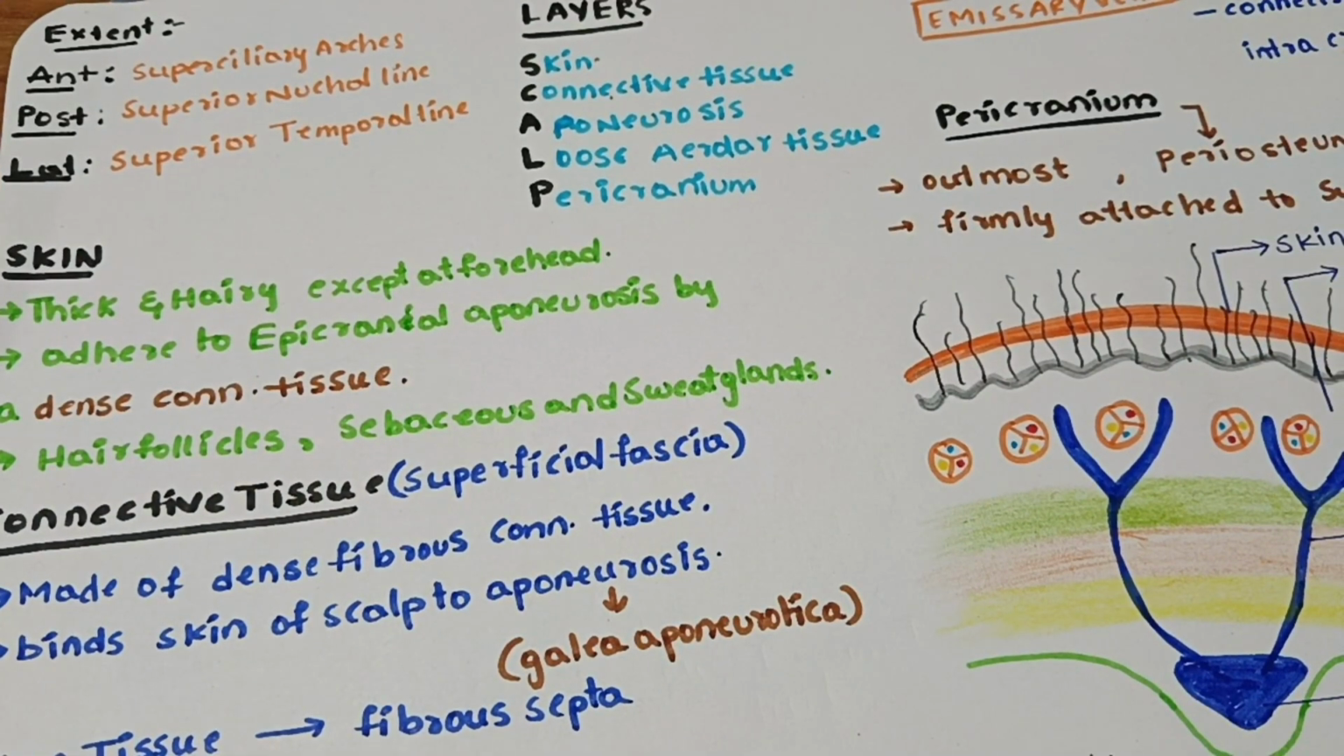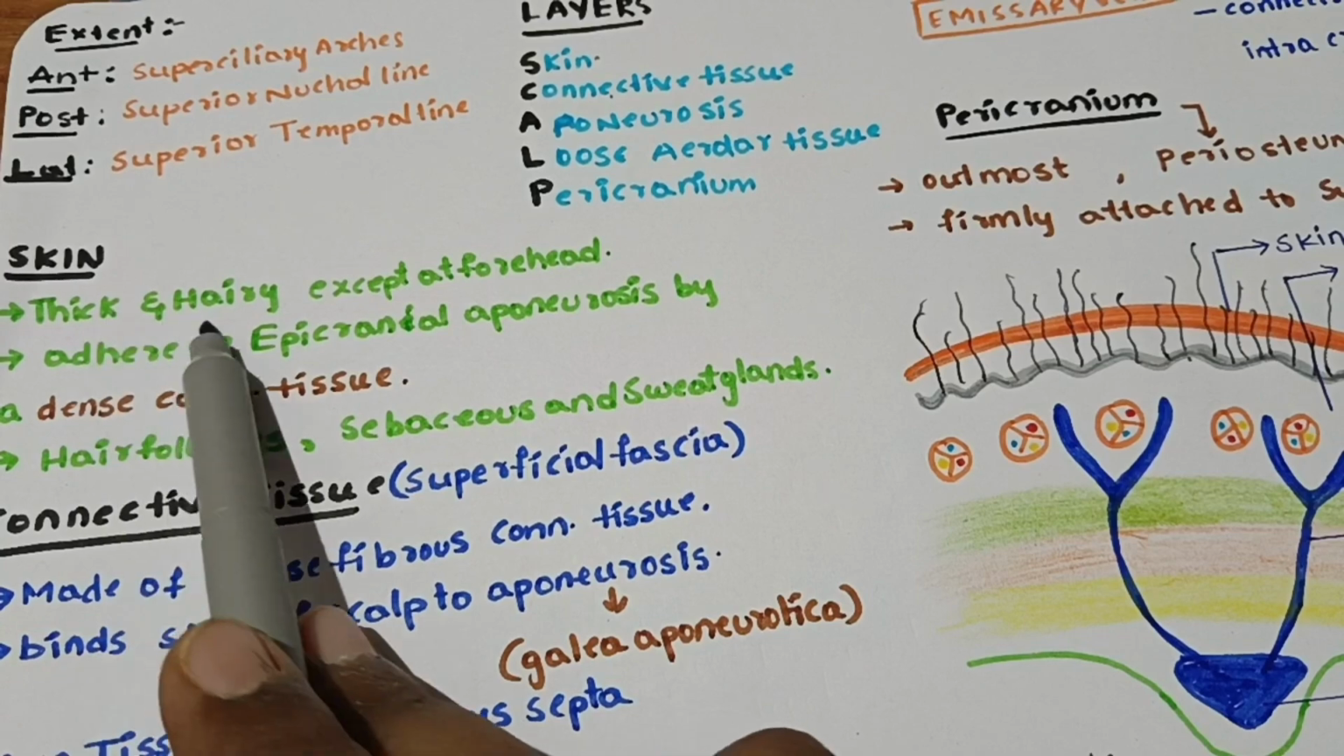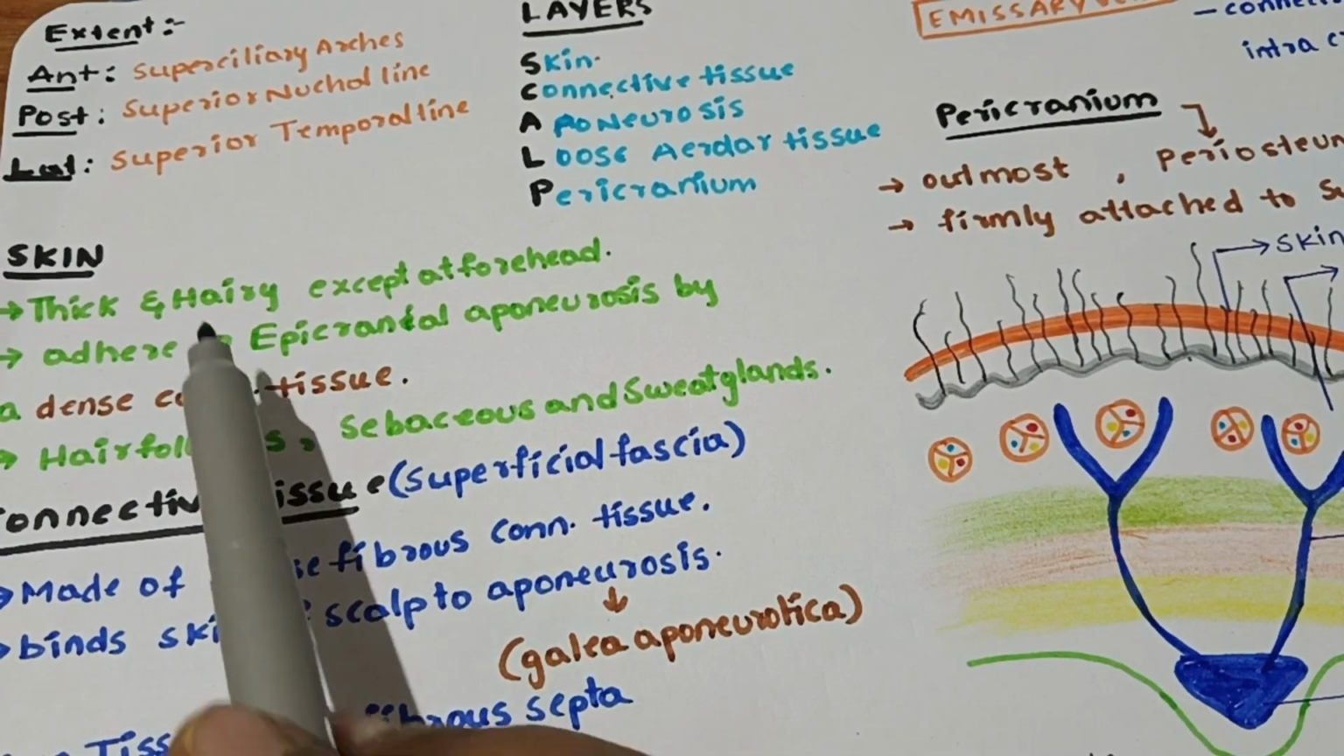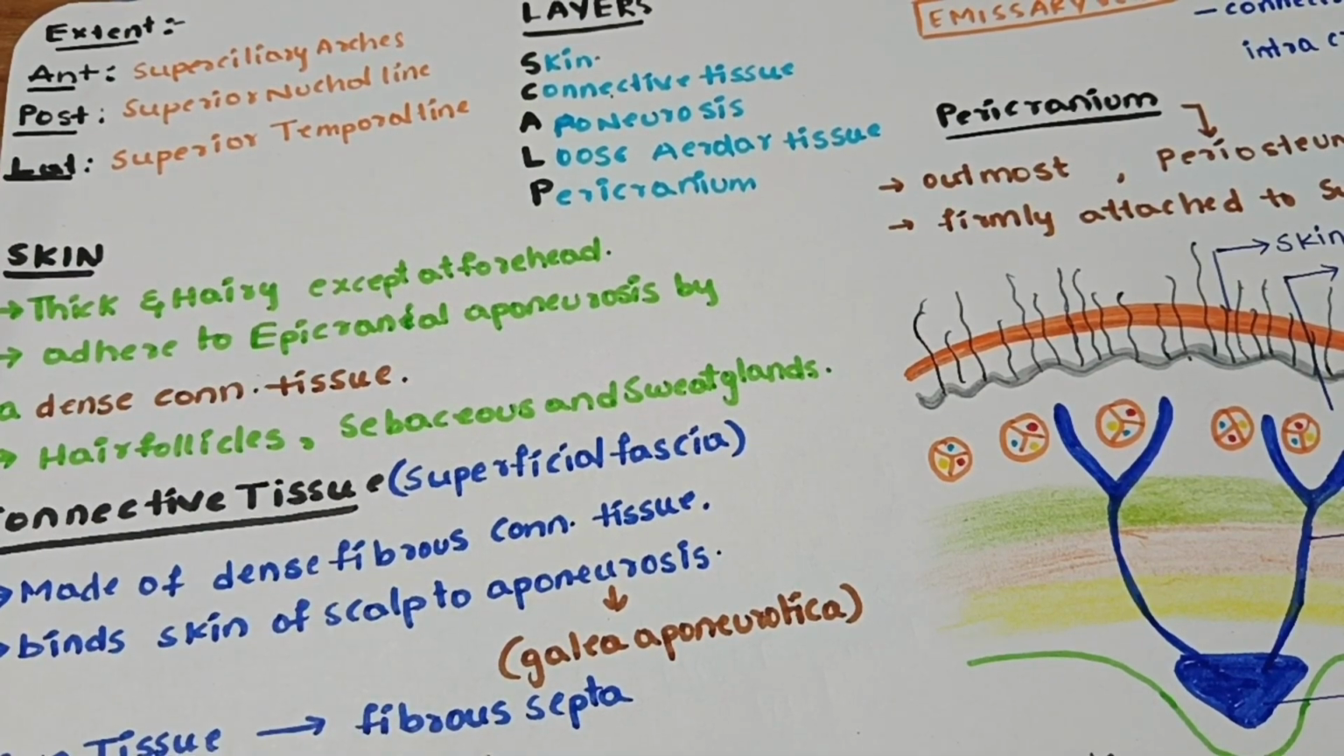The skin of scalp is very thick. It contains hair follicles except at the forehead. And this skin is firmly attached to the aponeurosis by a dense connective tissue.